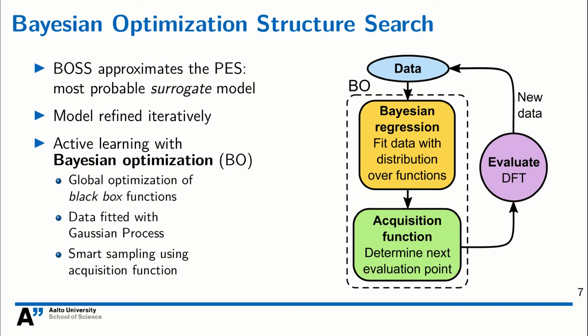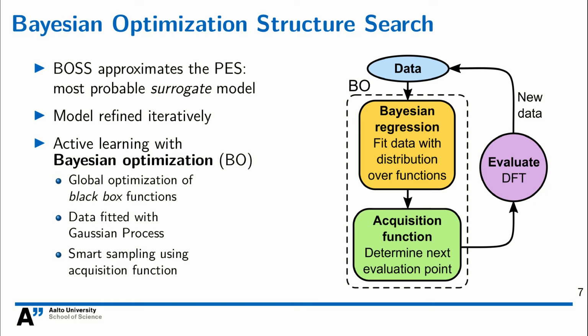In this process, BOSS approximates the energy surface by building the most probable surrogate model of the surface. The model is refined iteratively with active learning using Bayesian optimization. Bayesian optimization is a method for global optimization of unknown, so-called black box functions. We start here with the known data of the system, and the data is first fitted using Bayesian regression with the distribution over functions, which is a Gaussian process.